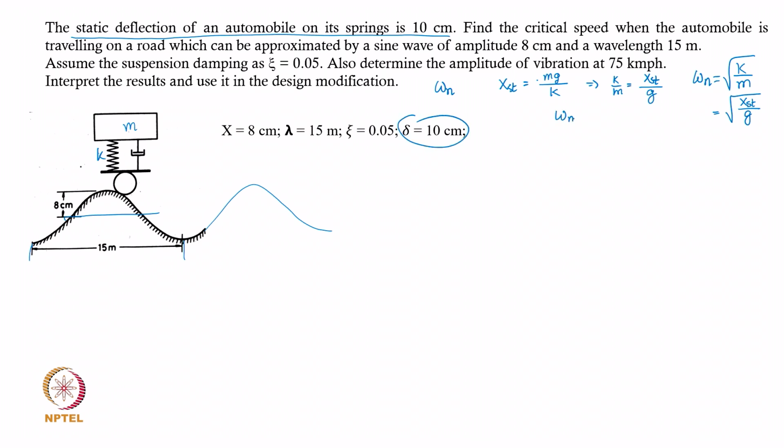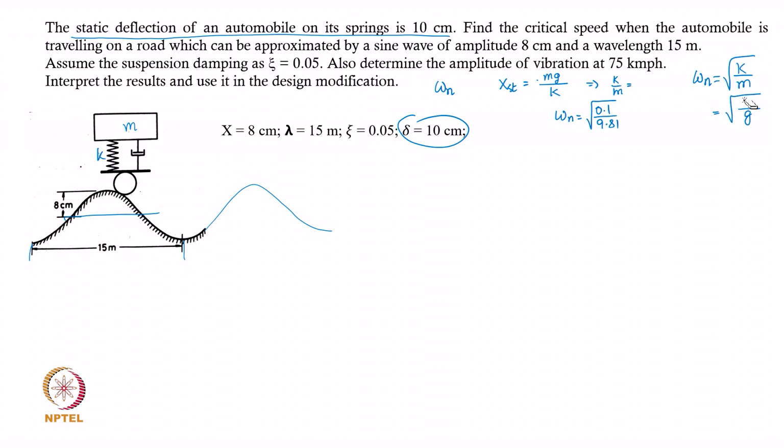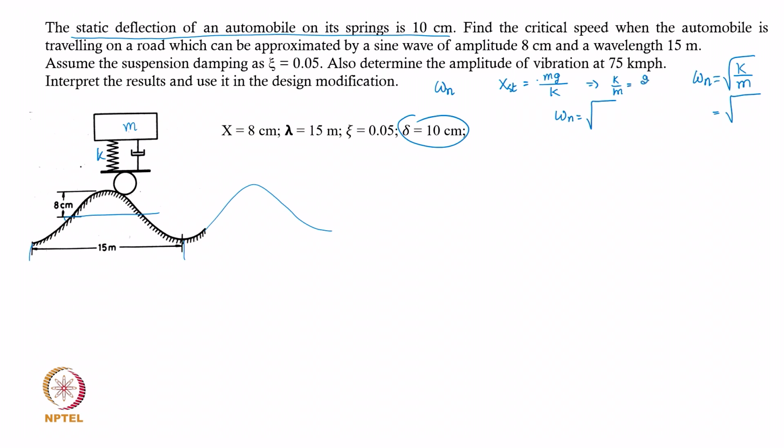So, omega n is going to be the square root of, you be mindful of the units here, oh, I am so sorry about it, g by delta. So, that is g over delta, and then you have 9.81 over 0.1, and you calculate that. It turns out to be 9.9 radians per second.